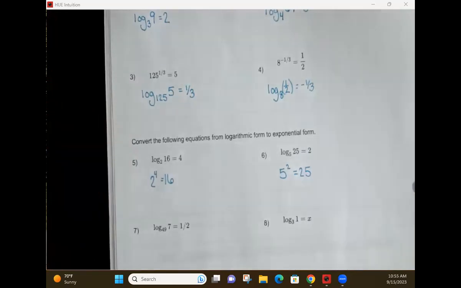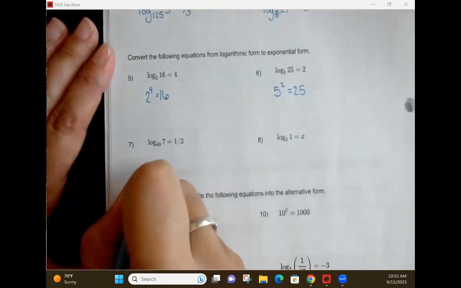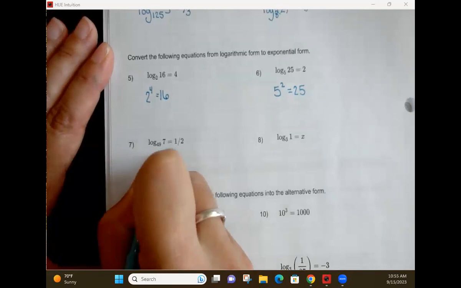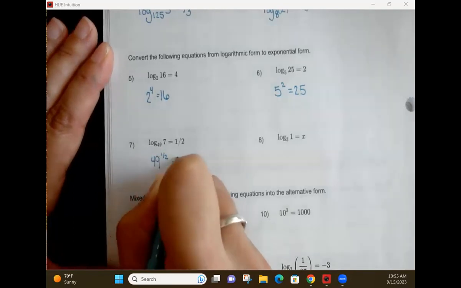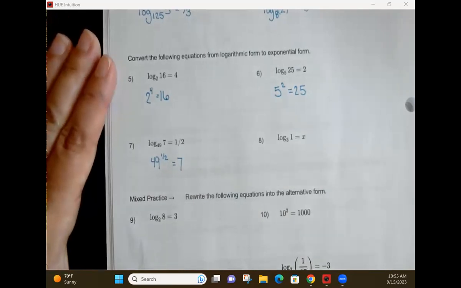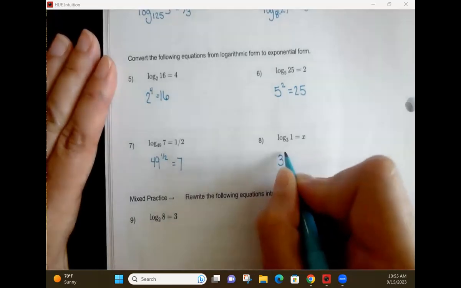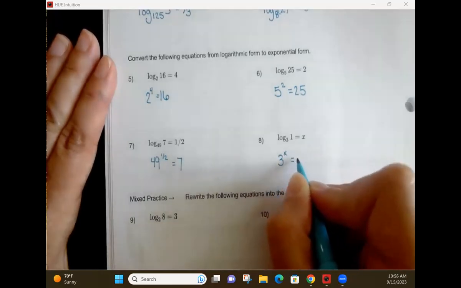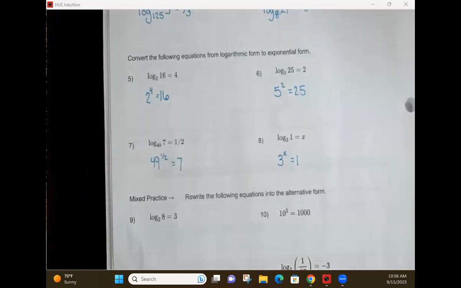I want you to notice when we change into exponential form, I should get an equation that makes sense. 2 to the 4th is 16. 5 squared is 25. Okay, so these should give me things that make sense. For number 7, 49 to the 1/2 equals 7. The square root of 49 is 7. And then 8, 3 to the x equals 1.